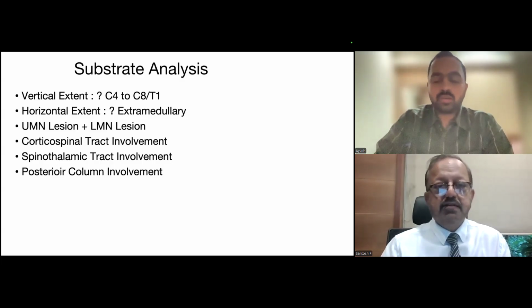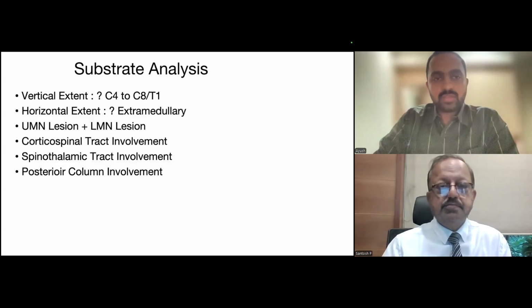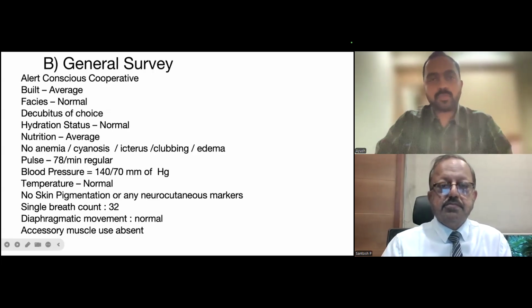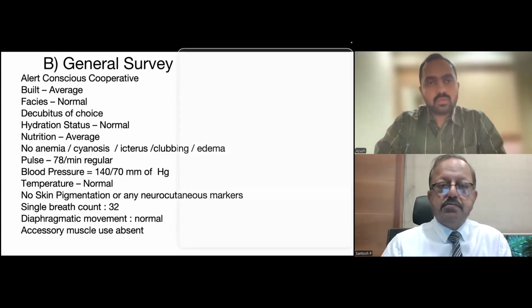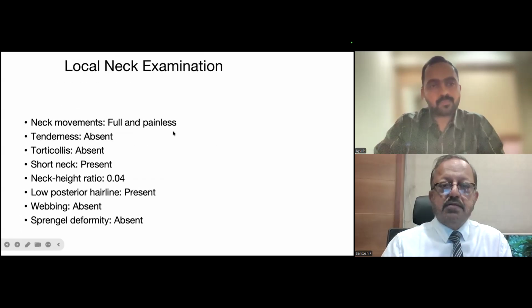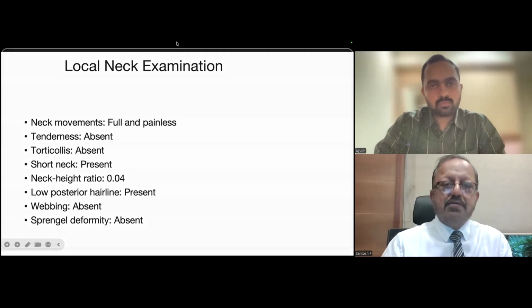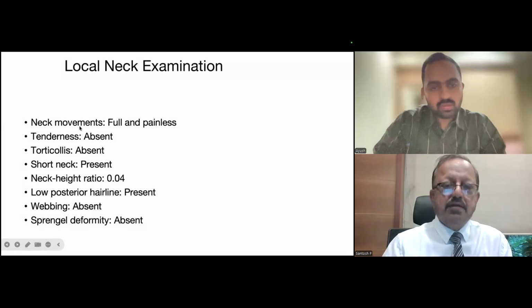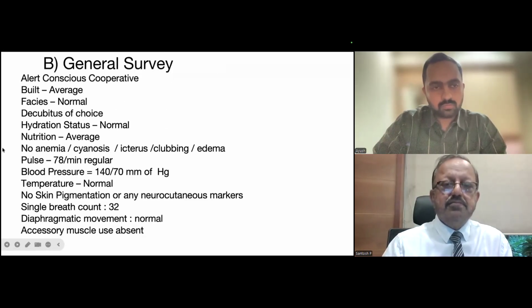Absolutely right. Understood, sir. So shall I proceed to the examination part? I guess yes, Ayush. I think we can request him to focus only on the relevant findings rather than the anemia, pulse and blood pressure. Correct, you go to the relevant findings. You tell us the positive findings and the important negative ones, okay?